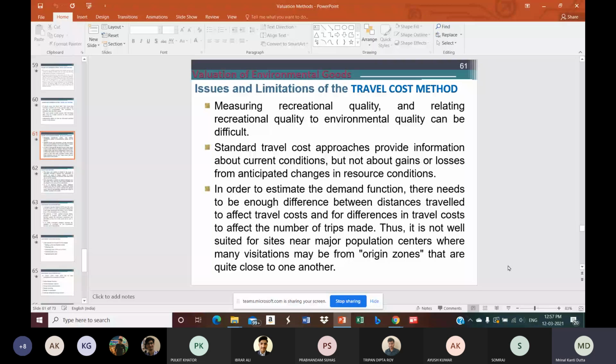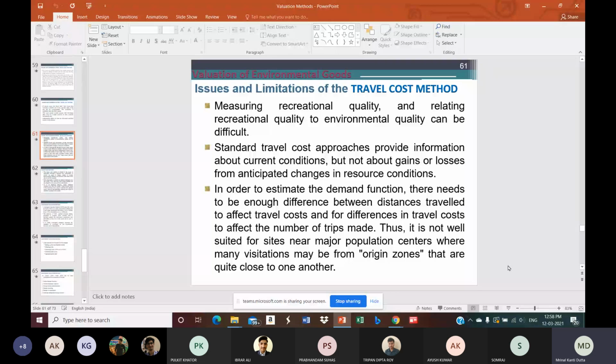In order to estimate the demand function, there needs to be enough difference between distances traveled to affect travel cost, and for differences in travel cost to affect the number of trips. Because the number of trips, or the visitation rate, is considered one of the indicators of the demand for a particular site by people from a particular location. So if we have to have a demand function, enough difference between distances traveled to affect travel cost should be there. Otherwise, if the distance is not sufficiently large, then the travel cost will not be sufficiently different. In that case, the demand function probably cannot be properly drawn or estimated.